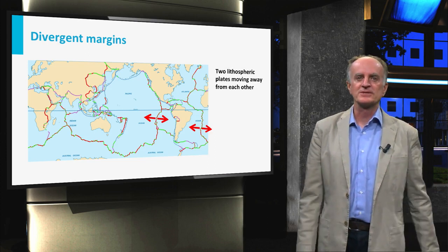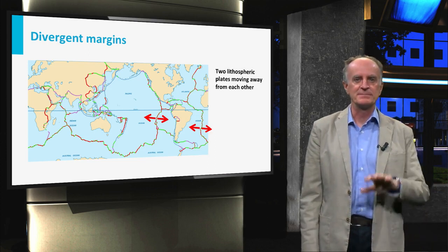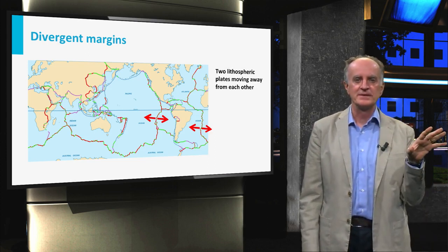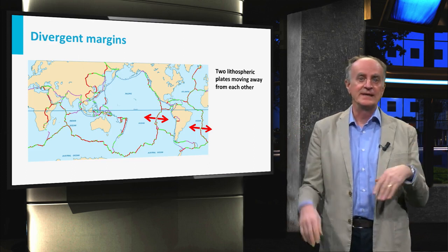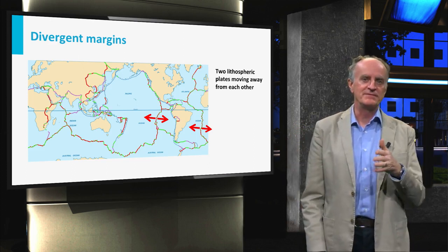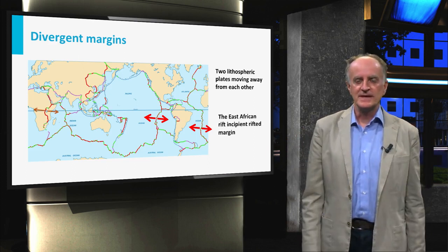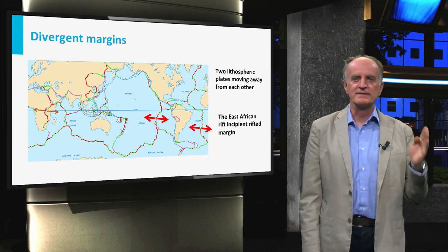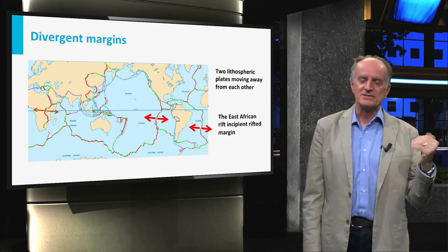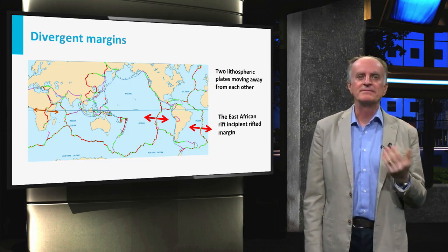Typical divergent margins are in the South Atlantic, separating the South American plate from the African plate, and in the East Pacific, where the Pacific and Nazca plates move away from each other. The East African Rift is a zone of extension which, given sufficient time, will develop into a divergent margin.